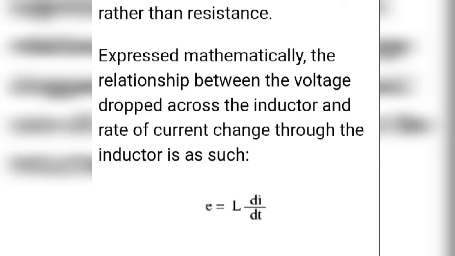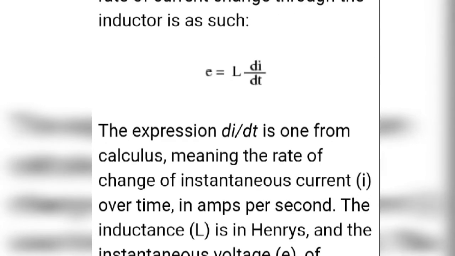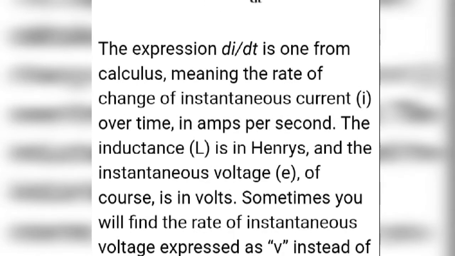Expressed mathematically, the relation between the voltage drop across the inductor and the rate of change of current through the inductor is E = L di/dt. Here di/dt expresses the calculus meaning of the rate of change of current over time, in amps per second. The inductance L is in henrys.